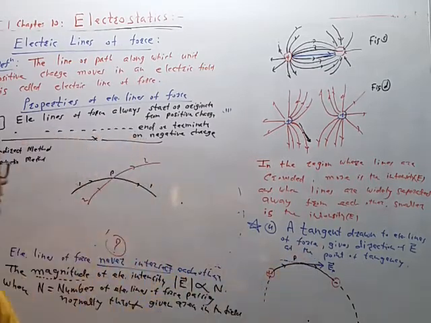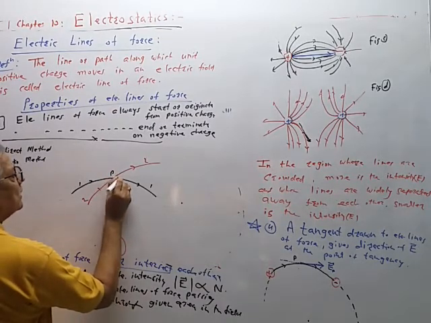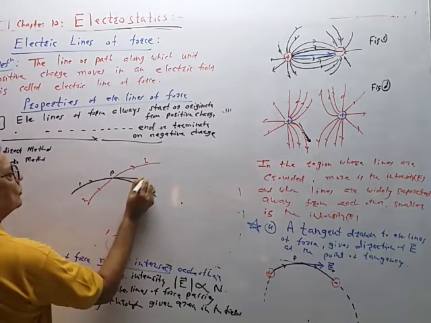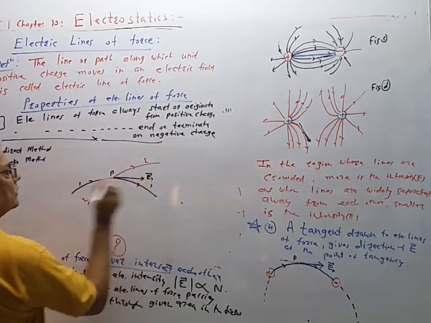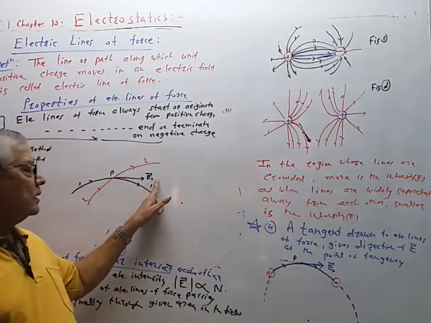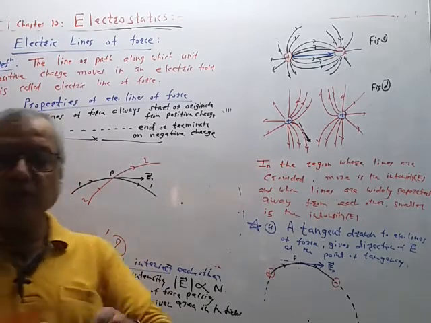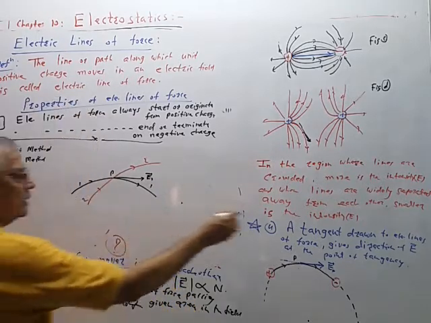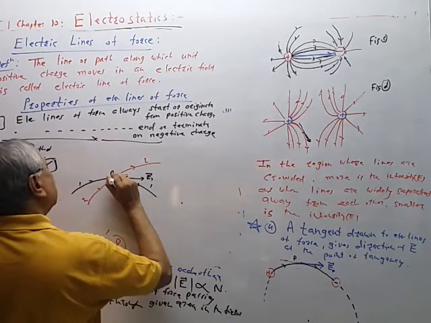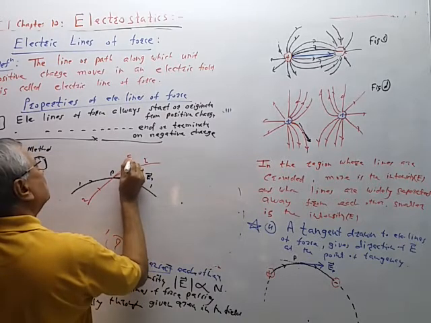If we draw a tangent to line number 1 at point P, then the direction of electric intensity is along the tangent like this. So this is the E1 for line number 1 using this property. At point P, the intensity has this direction for line number 1. Now at the same point P, using this property again, the intensity will have one more direction, E2.